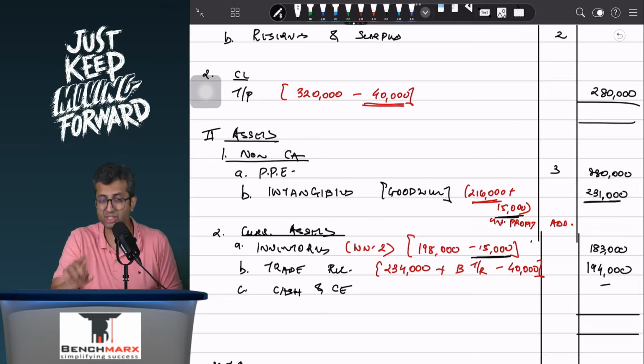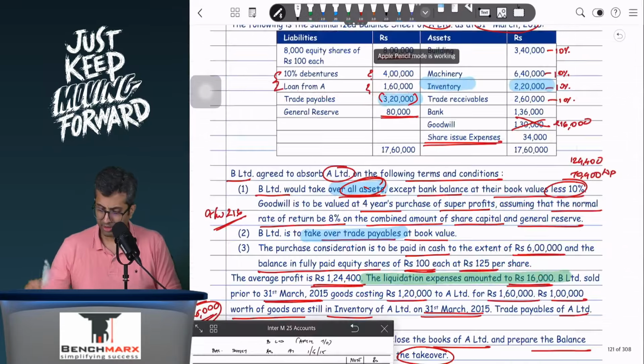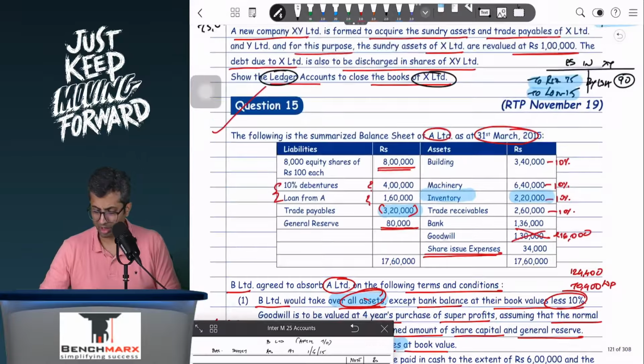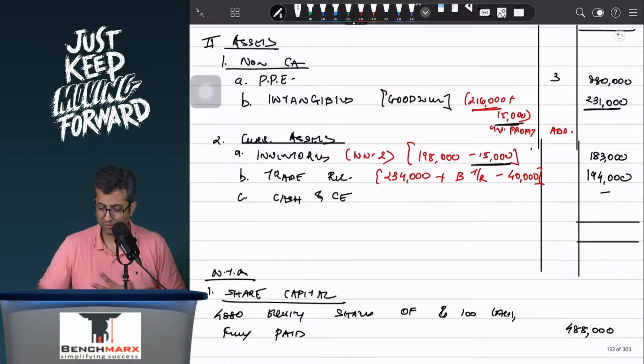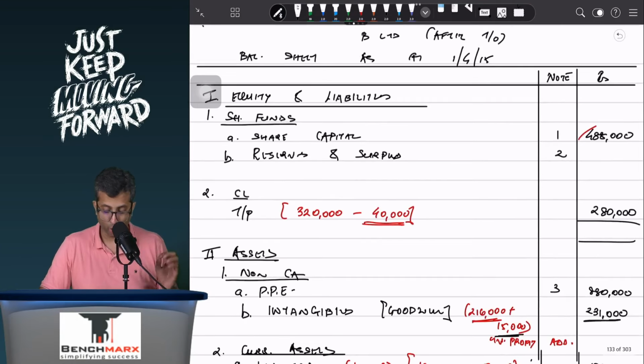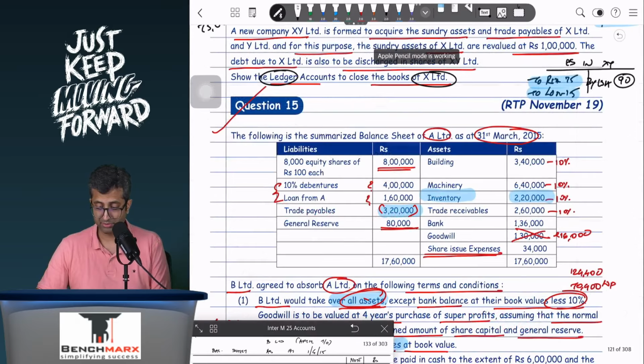So whenever such an adjustment comes, you will go back to this adjustment of question number 15. Okay, perfect. So this is question number 15. For other assets like trade receivables, there'll be a regular intercompany 40,000 elimination, and that's about it. Cash is not taken over. I will not be able to total the balance sheet because I don't have enough data. That is question number 15.